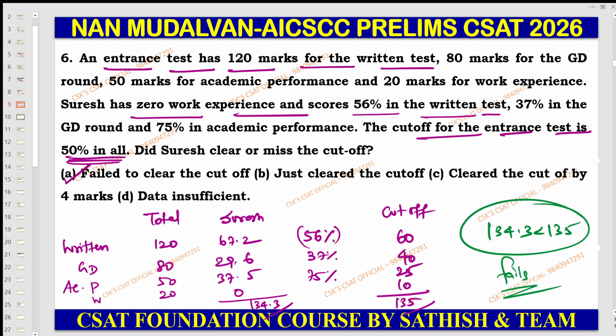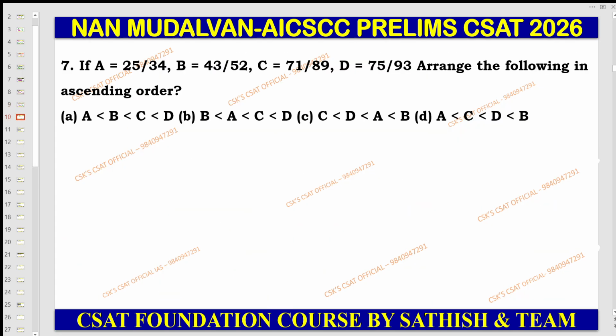Next question. This question can be done if you know the basic mathematics. Easily you can do it here. Now try to understand. 25 by 34. Next step, 43 by 52. Next 71 by 89. Next 75 by 93.